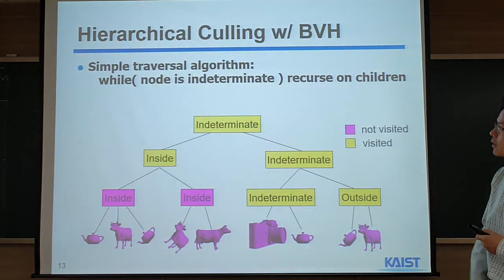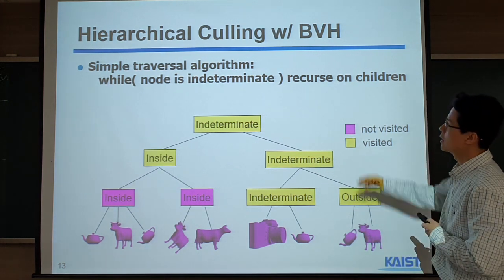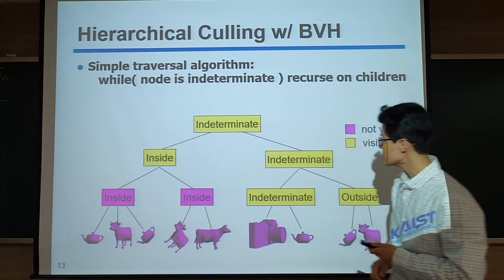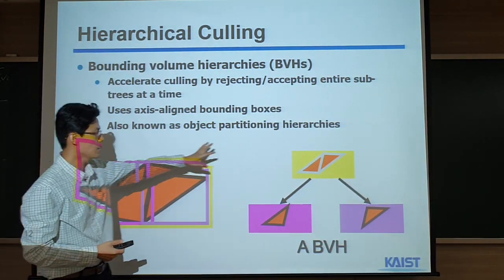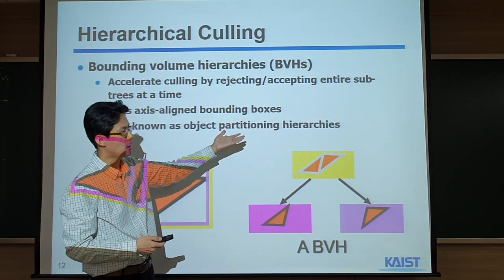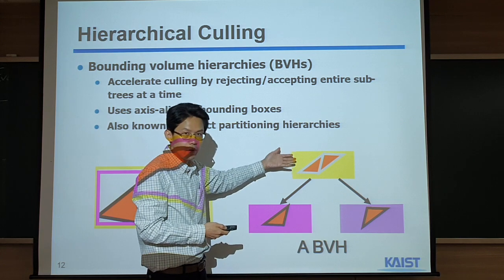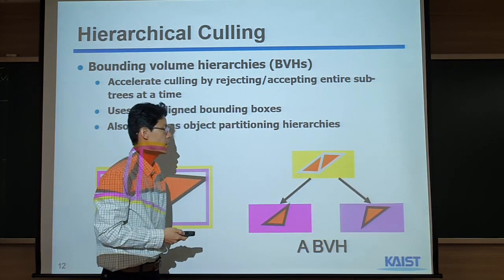Suppose that you actually compute this bounding volume hierarchy, then how can you use it? We can just use the simple traversal algorithm. First of all, you check whether the top root bounding volume is inside or outside. If it is outside, then we don't need to render it. That's very simple. Then we can cull away all of these triangles in terms of rasterizing.